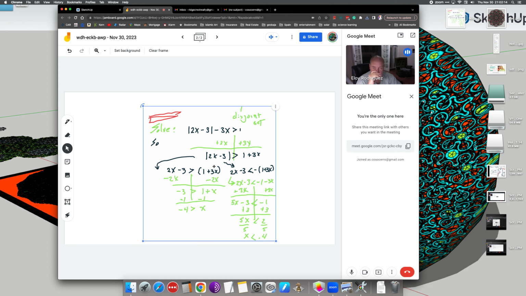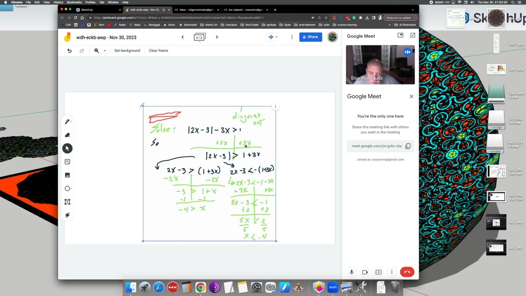Okay, so now this is what we're all about. Look what we got here. An absolute value, right, minus 3x. And then we're going to have, ignore this for now, this is a disjoint set. So now, let's see how we can rewrite it.